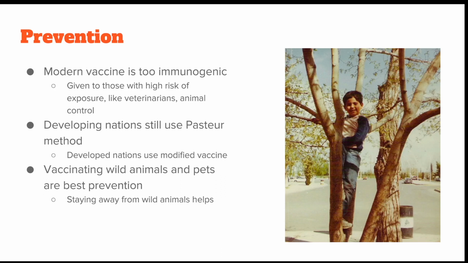So developing nations still use the Pasteur method, where they make the vaccine by drying it out and attenuating it, and then putting it into people's bellies through injections. And this kid on the right is me. As you know, I grew up in Mexico, and this is me, around 6 or 7 years old, and I was in Little League baseball.